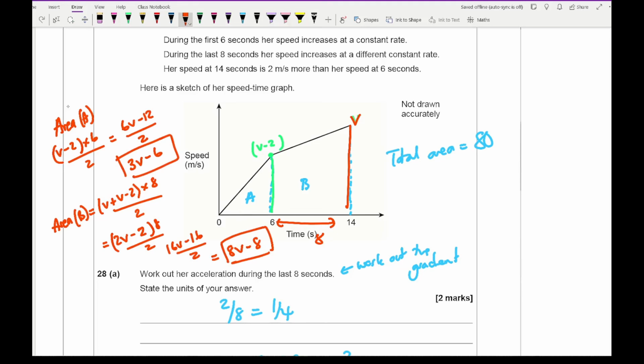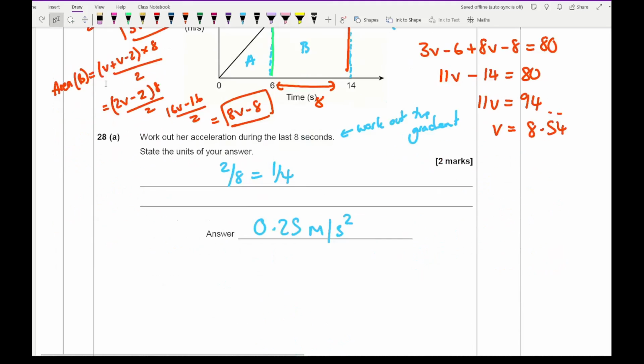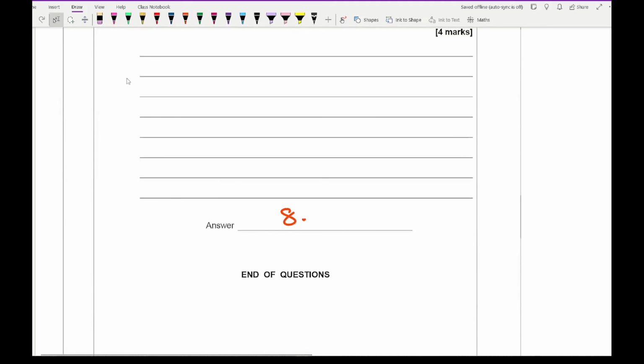So these two things added together must add up to 80. So 3v minus 6 plus 8v minus 8 equals 80. Adding them together, I get 11v minus 14 equals 80. So 11v equals 94. So then v equals 94 divided by 11, which gives me an answer of 8.54 recurring. And that would be my answer here. So 8.54 recurring. And there's the end of the paper.